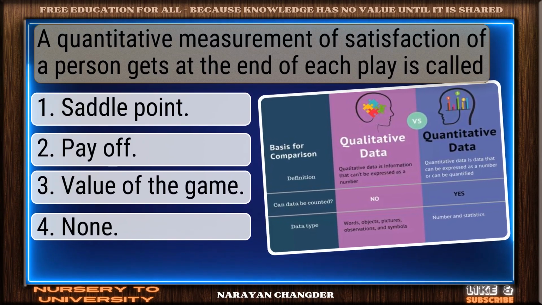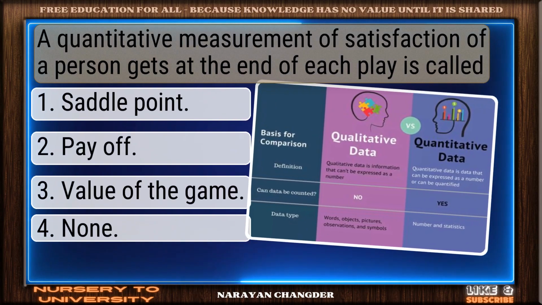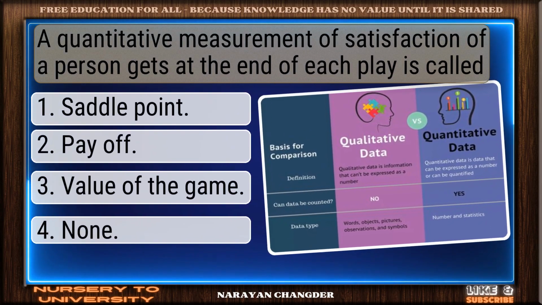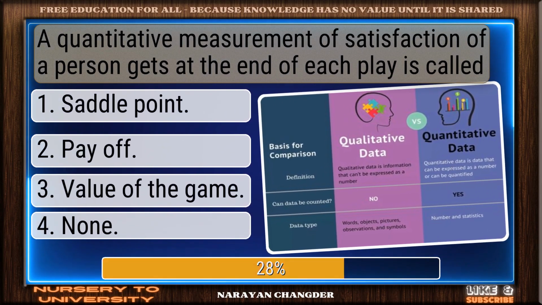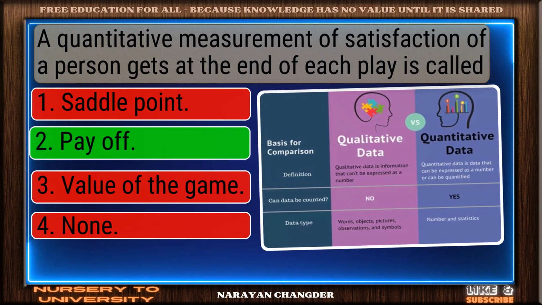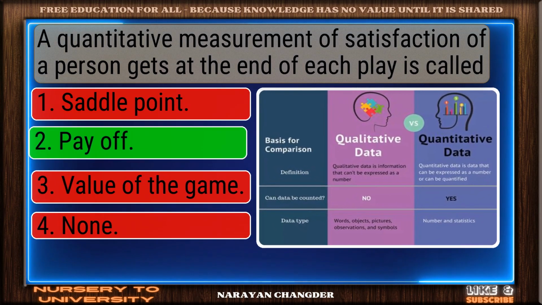A quantitative measurement of satisfaction a person gets at the end of each play is called. Right again. Payoff is a valid answer.